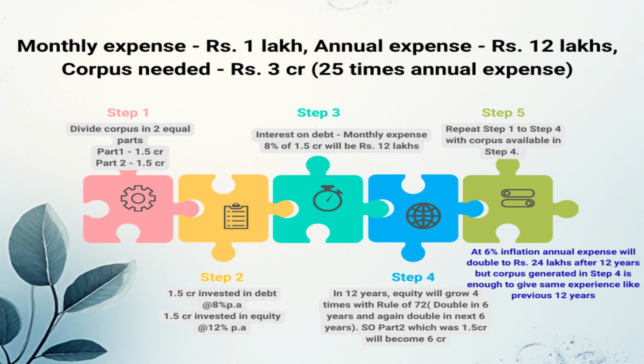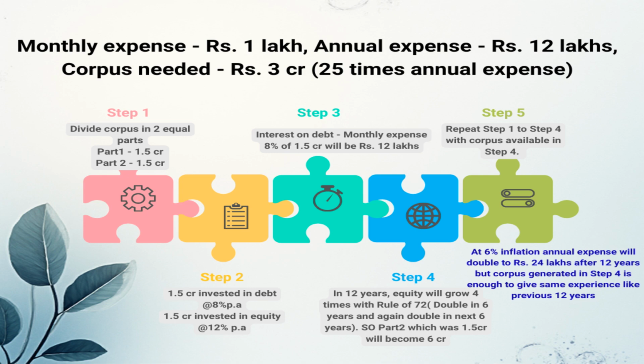So we have 6 CR. We divide this 6 CR into two parts of 3 CR each. We invest 3 CR at the rate of 8%, which is going to give us 24 lakh rupees, covering our annual expenses. And the remaining 3 CR, we again invest for a period of 12 years at the rate of 12%, meaning this 3 CR will become 12 CR at the end of 12 years. In this way, the whole cycle repeats again and again, and we never run out of money.